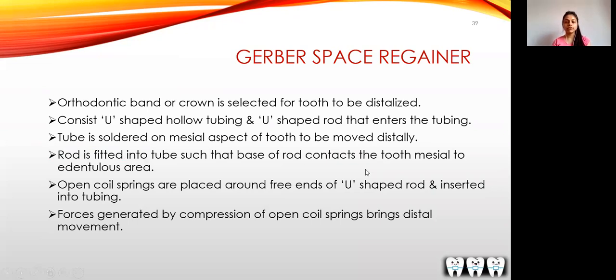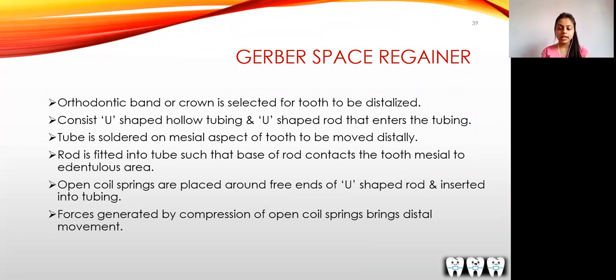Now let's talk about the Gerber space regainer. For the fabrication of this space regainer, an orthodontic band or crown is selected. It is used on the tooth which is to be distalized. It consists of a U-shaped hollow tube and a U-shaped rod, and the rod enters inside the tubing. The tube is generally soldered on the medial aspect of the tooth which is to be moved, and the rod is fitted inside the tube. Open coil springs are placed around the free end of the rod, and they generate force by compression, bringing about the distal movement of the tooth.